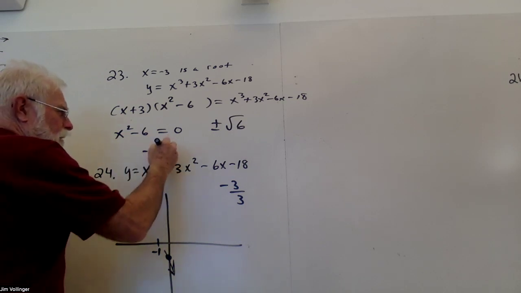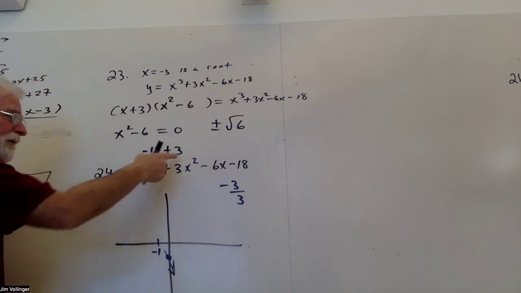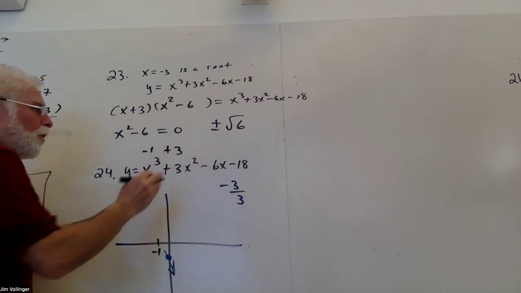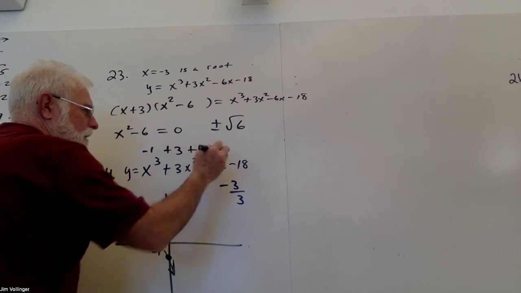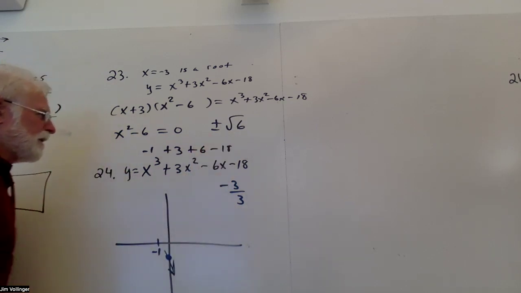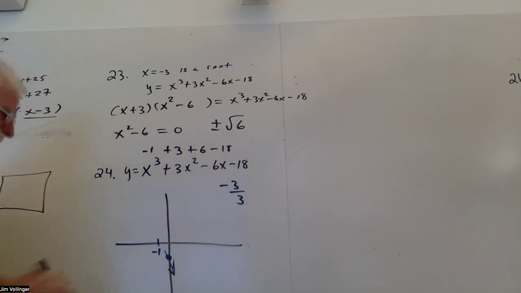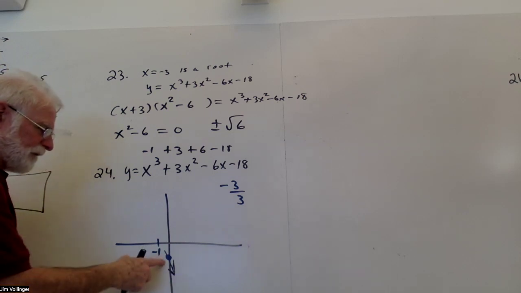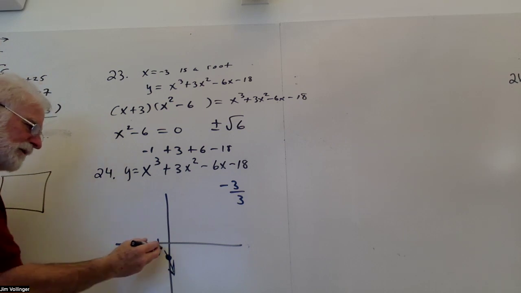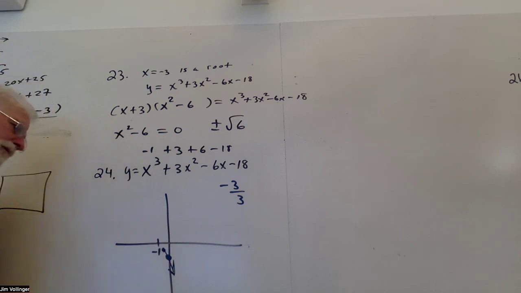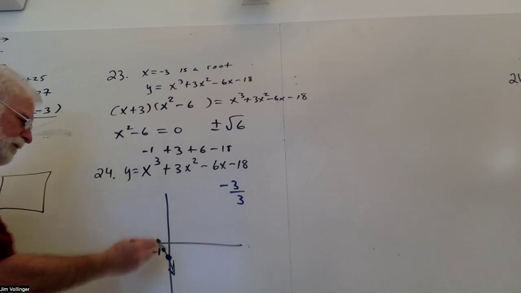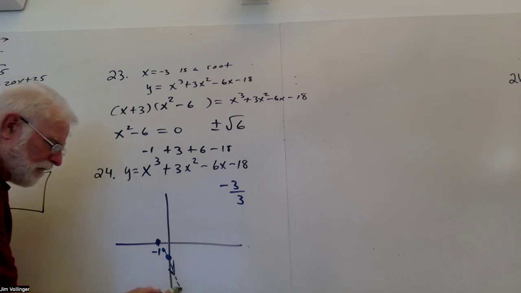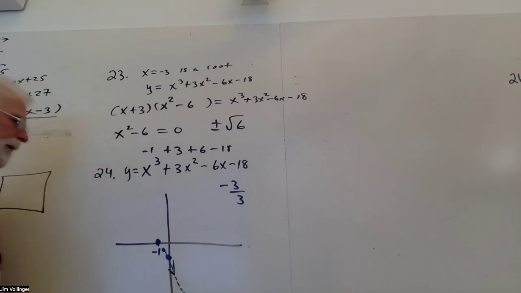Negative 1, positive 3. Yes, that's correct because I got a 3 to 1 ratio. 2 to 1 in the quadratic, plus 6, minus 18 gets me minus 10. Minus 1 gets me minus 10. This is minus 18, so minus 10 would be about there. And I have roots at square root of 6 and minus square root of 6. So this is the minus square root of 6. This is going to go down, but less quickly, right?